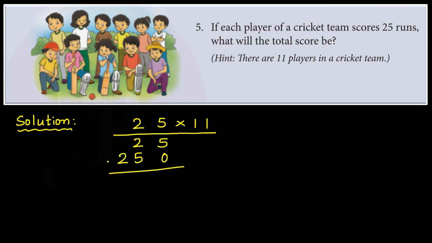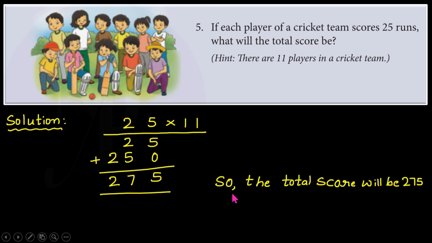Now we will add these numbers. 5 plus 0 is 5, 2 plus 5 is 7, 0 plus 2 is 2. 275 is the product. And what does it represent? 275 is the runs scored by the team. So the total score will be 275.